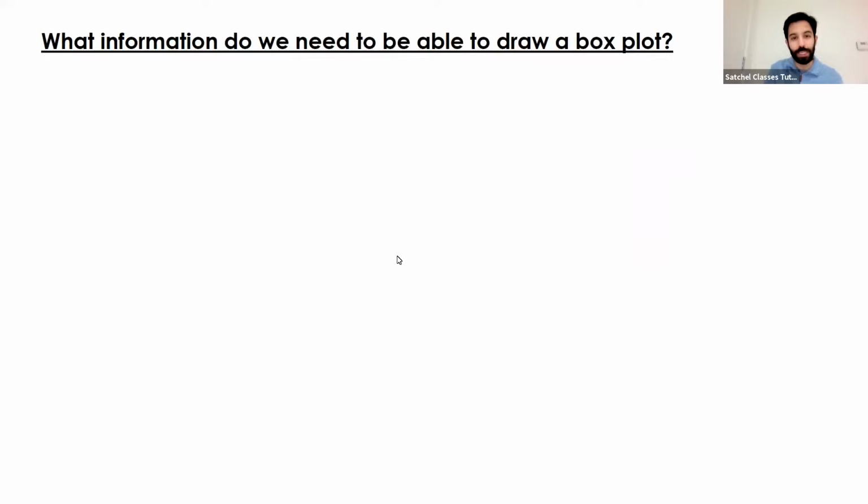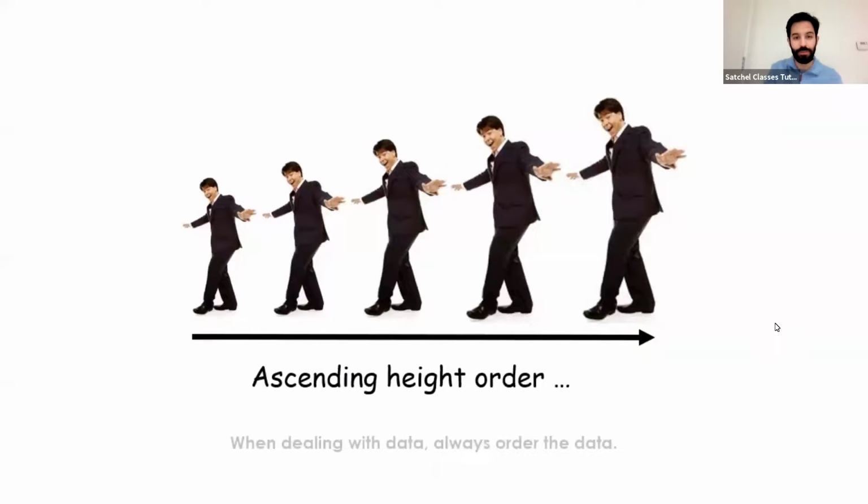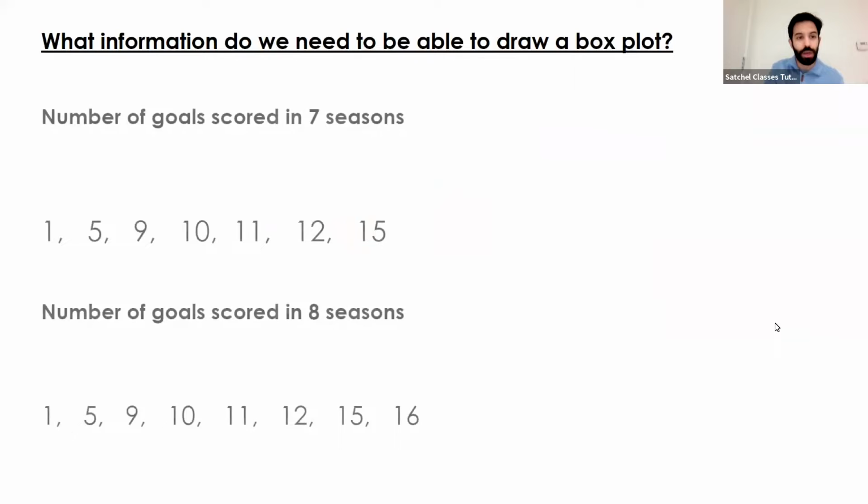Okay, so what information do we need to be able to draw a box plot? Going back to the first example, we need a minimum value, we need a lower quartile, we need a median, we need an upper quartile, and we want the maximum value. So let's start here then. This is the data for the number of goals scored in 7 seasons by a specific footballer, let's say Marcus Rashford, even though this data is not true for Marcus Rashford, but hypothetically speaking.